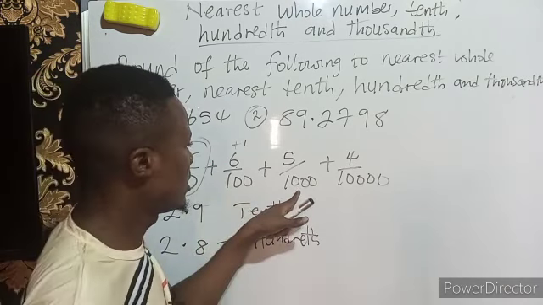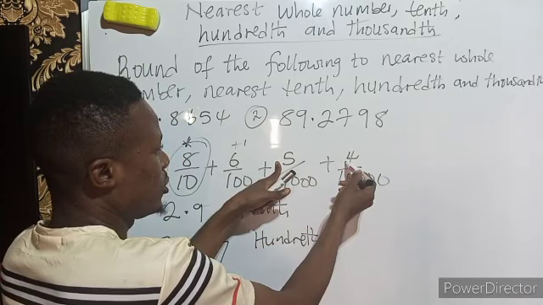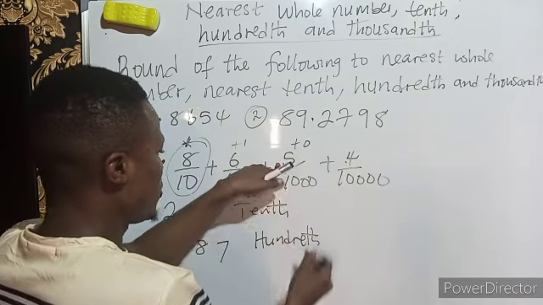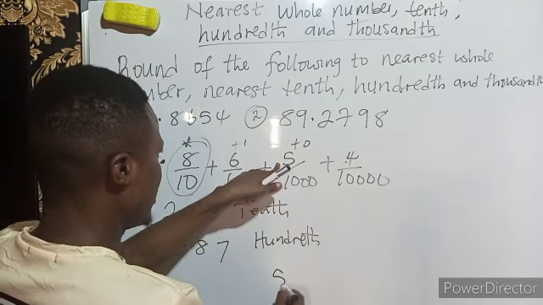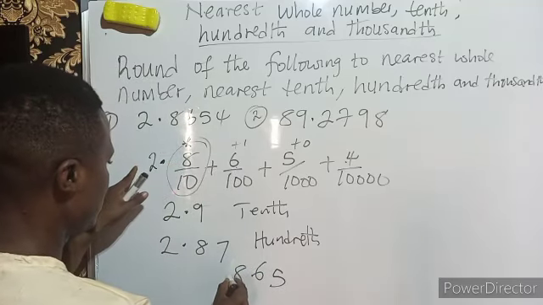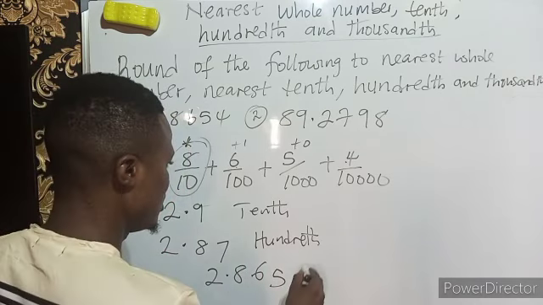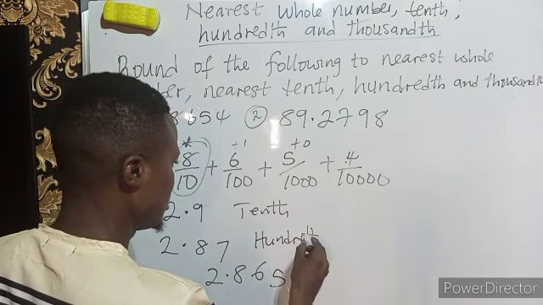For thousandth, look at the thousandth here, 5. The number beside it is 4, not up to 5, so I'm adding 0. When I add 0 to 5, I will still get 5. This digit is 6. This is 8, decimal point, and 2. So it is 2.865 to the nearest thousandth.